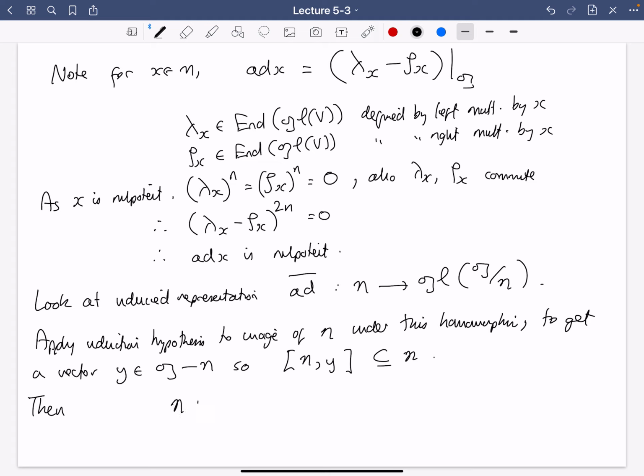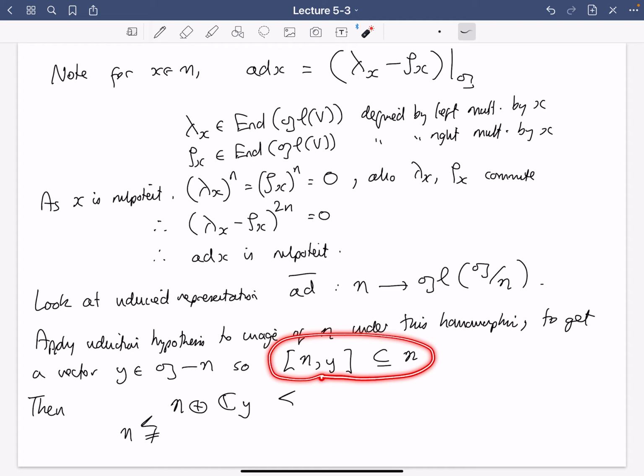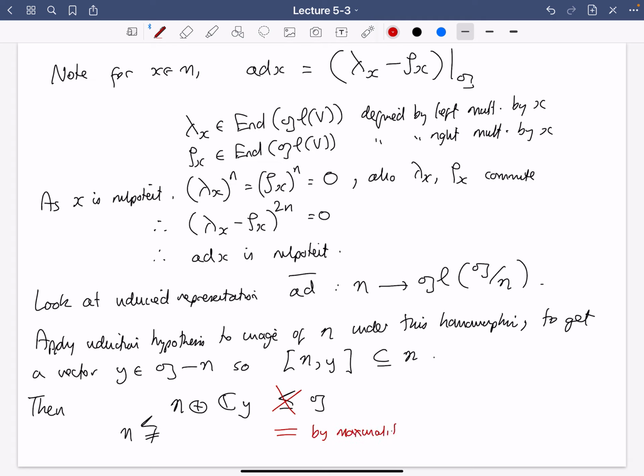But then what have we got? We've got n, and we've got this other vector y. So that's a subspace of G. It's strictly bigger than n. And this condition right here tells us that this is actually a subalgebra of G. But we assumed that n was maximal. It was a maximal subalgebra. So actually, G equals n direct sum Cy.